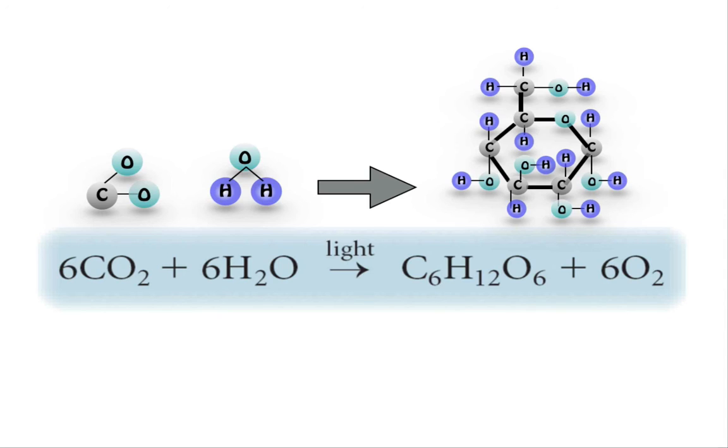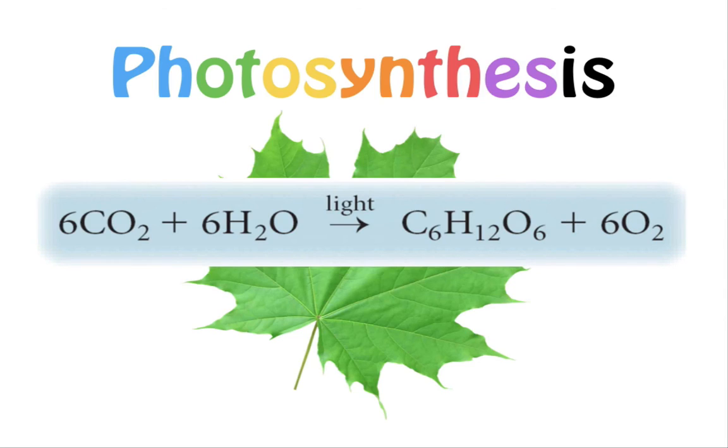So again, I can't reiterate this enough. Carbon dioxide and water on the reactant side, a chemical reaction with light, and then you have a sugar molecule and oxygen as a waste product. And that again is a look at the general equation for photosynthesis.